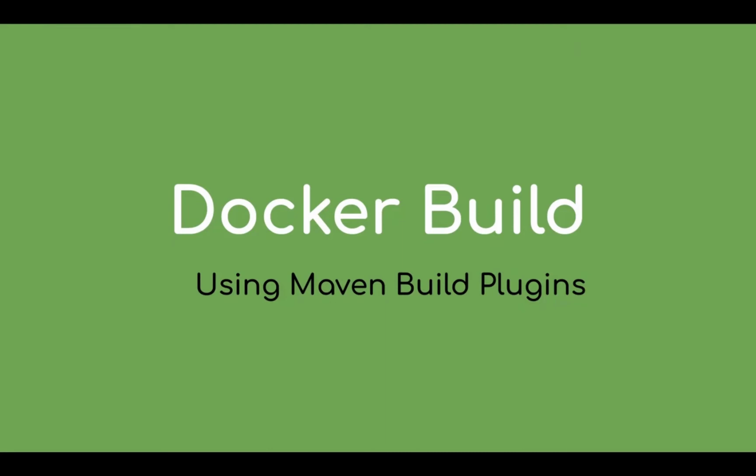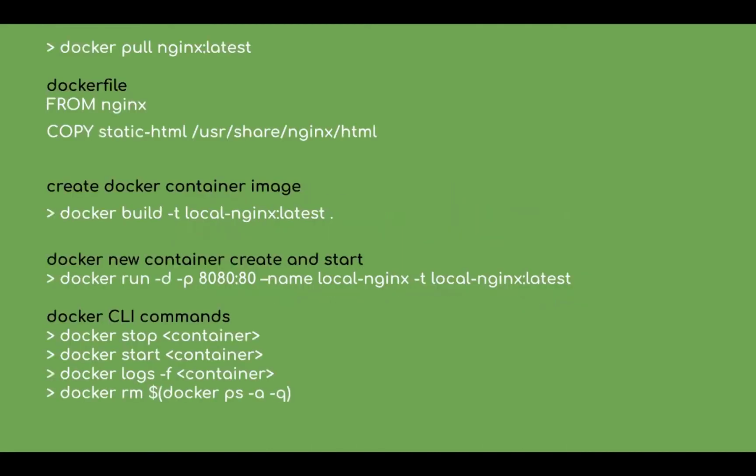Before we start with today's actual topic, let's recall what we learned in our previous session. We pulled a publicly available Nginx image and created a new container image using Nginx as a base image. While creating the new container image, we replaced the Nginx static HTML welcome page with another HTML. We also created a new container and started it using the docker run CLI command. And we tried some other CLI commands as well, like stop container, restart container, and removing unused and stopped containers.